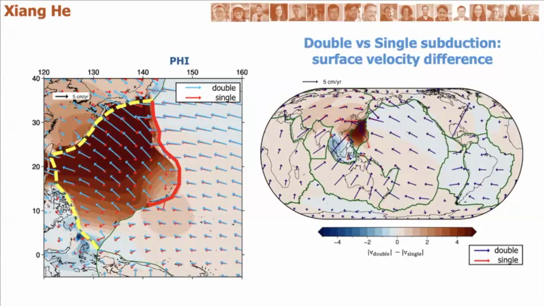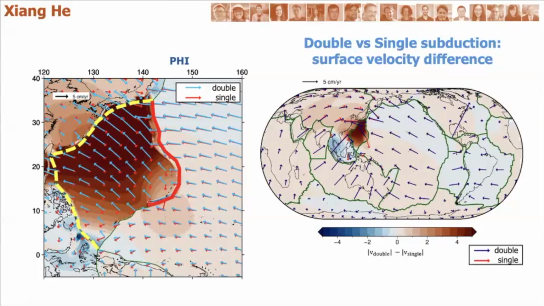We compute the surface velocity here, and the left hand side is the Philippine Sea. The blue vector is the double subduction system surface velocity, and the red one is single subduction. You can see there's a difference in magnitude, and the background color is the magnitude difference between double subduction and single subduction. You can see the red here, which means the double subduction gives us a very fast velocity. And from the vectors you can see it shifts around 90 degrees towards the north, towards Eurasia. So the double subduction can affect the Philippine Sea velocity quite a lot.